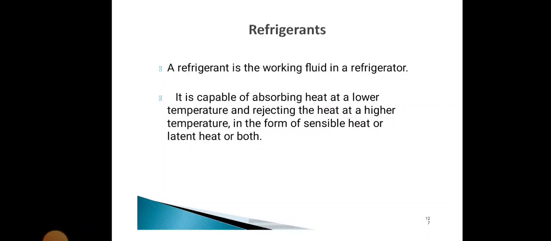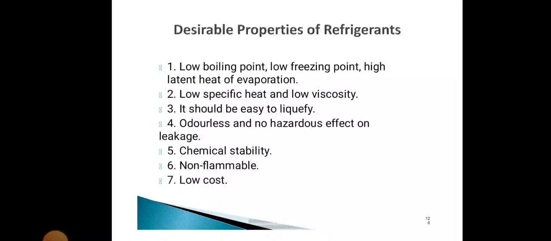The refrigerants. A refrigerant is the working fluid in a refrigerator. It is capable of absorbing heat at a lower temperature and rejecting the heat at a higher temperature in the form of sensible heat or latent heat or both. Then, the desirable properties of a refrigerant.